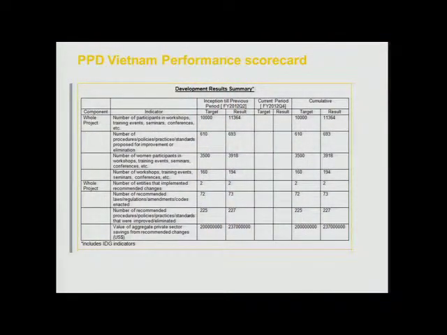This is another type of scorecard for Vietnam, where you look at a particular type of indicators. So you could create your own scorecard with the indicators that you want, like SMART indicators, most likely. And then you will take those indicators and you will see over time what your targets and what your results are. So you can use that as a scorecard.